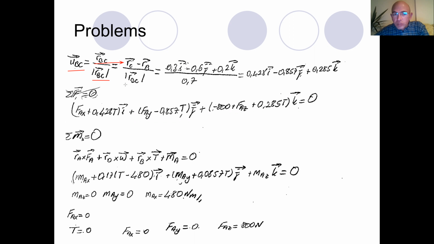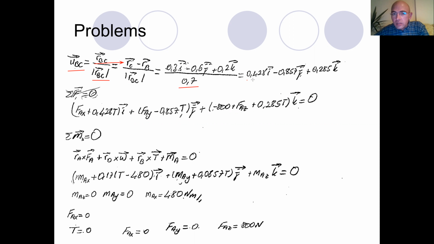The relative position of point C with respect to B is RC minus RB. If I do the calculation, what I'm going to get is 0.3 I vector minus 0.6 J vector plus 0.2 K vector. And indeed, the magnitude of this vector is 0.7. If I divide this vector by its magnitude, I will obtain the unit vector.